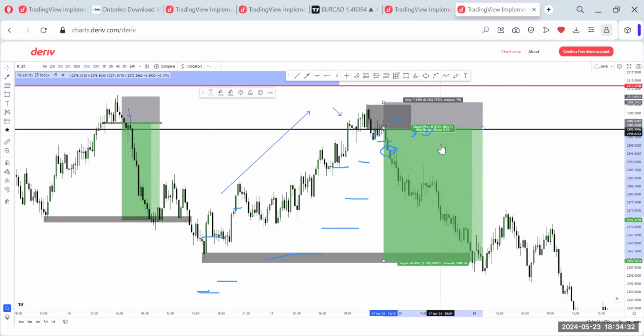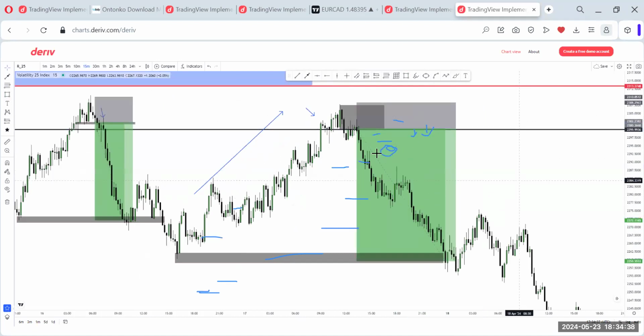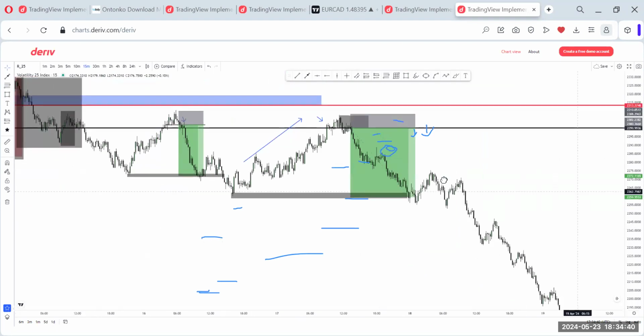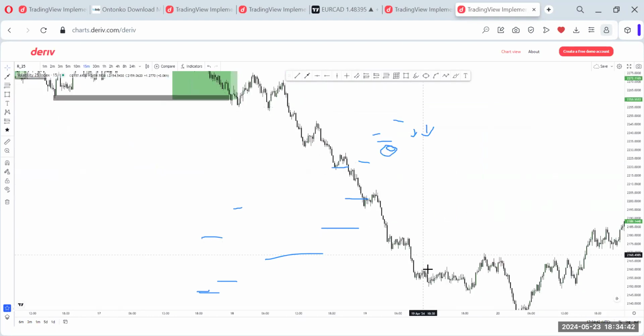And this also gave you 1:5. So you have 1:3.8, 1:5. And look at how price sold from there. Very beautiful sell. It even continued to sell. So this is what I'm saying about confirmation entries.